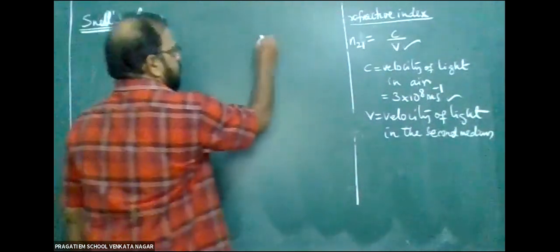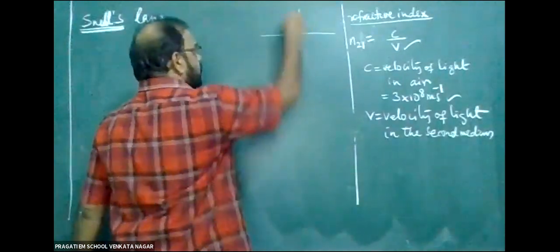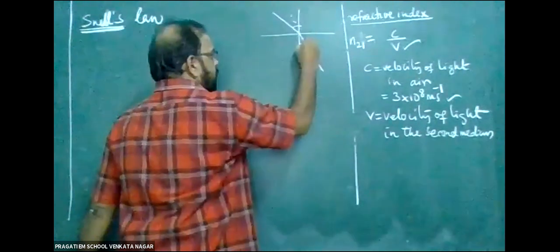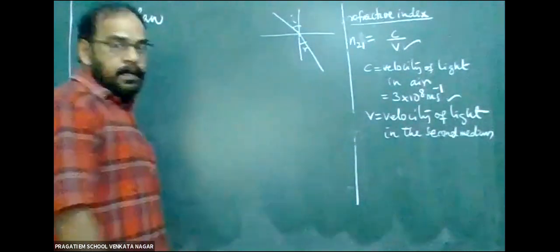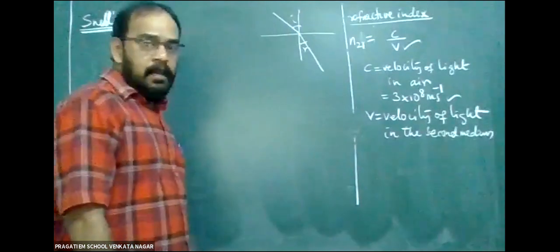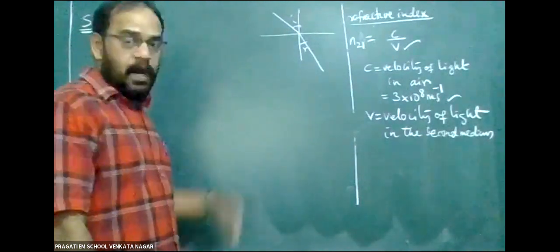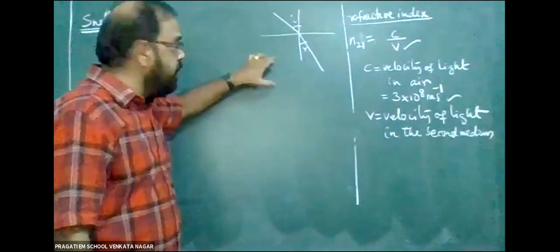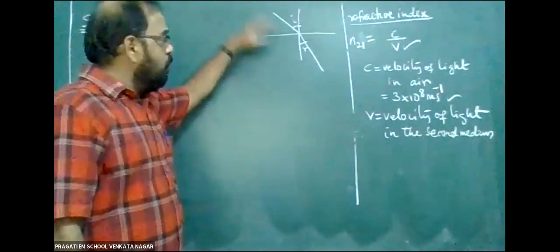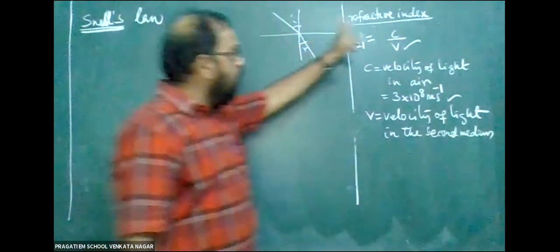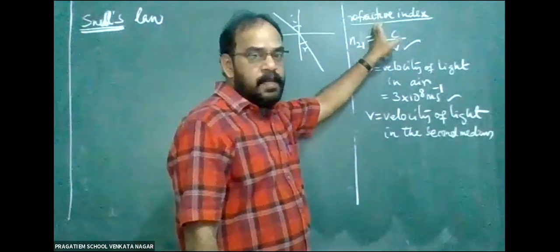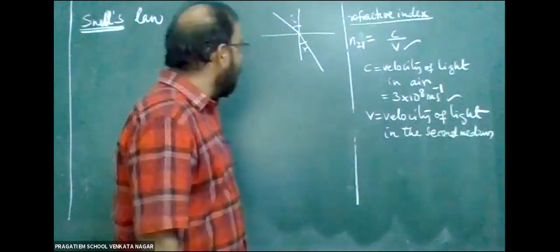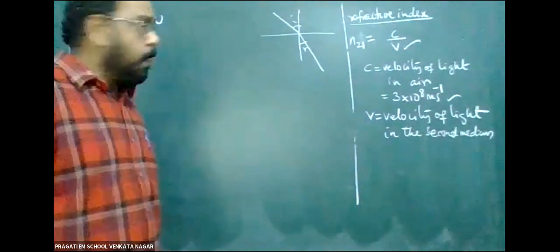So again, when the light ray travels from one medium to another medium, the light ray bends and travels. What is the reason for the bending? Because the velocity of the light changes in these two media, because of the difference in the refractive index.